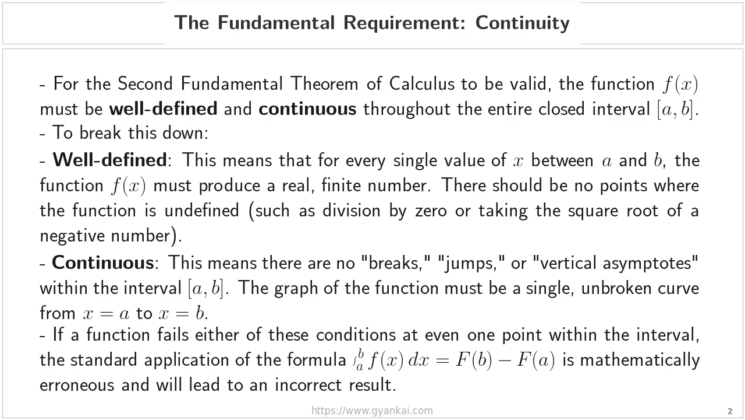Finally, and this is really important, if a function fails either of these conditions, if it's not well-defined or it's not continuous, at any single point within the interval [a, b], then applying the standard integration formula, the integral from a to b of f of x dx equals F of b minus F of a, is mathematically incorrect. You'll get a wrong answer. We'll see this illustrated with a specific example in the following slides, but it's vital to understand this prerequisite before you start calculating.